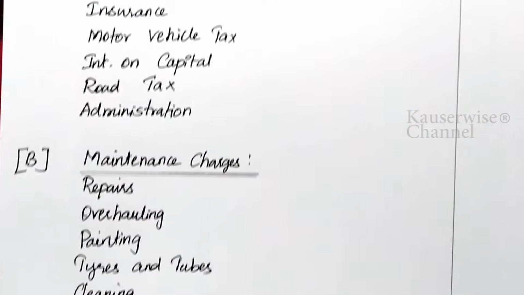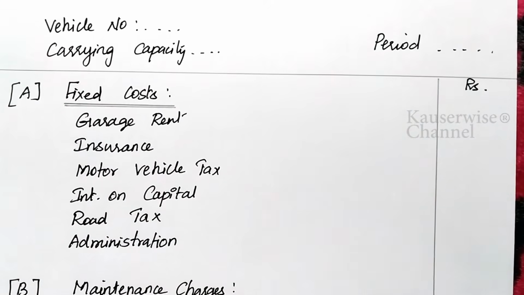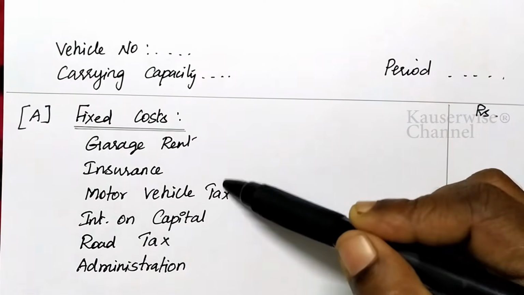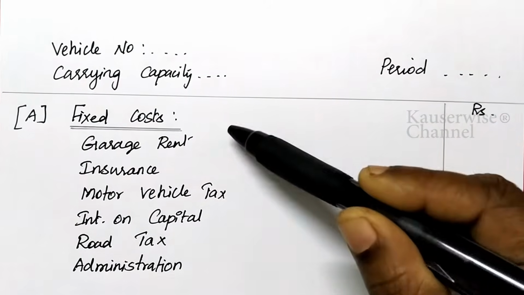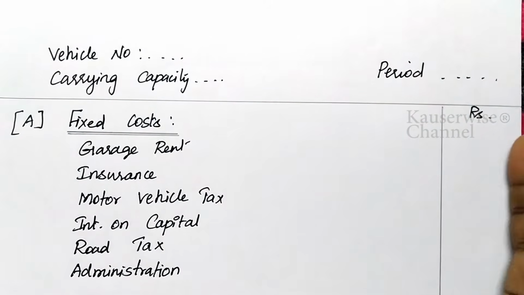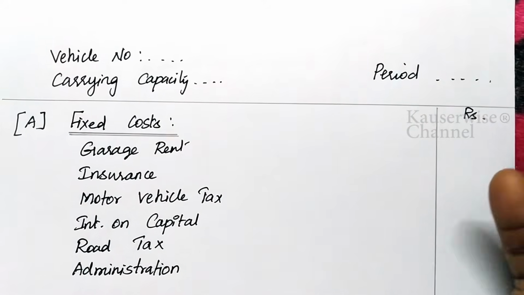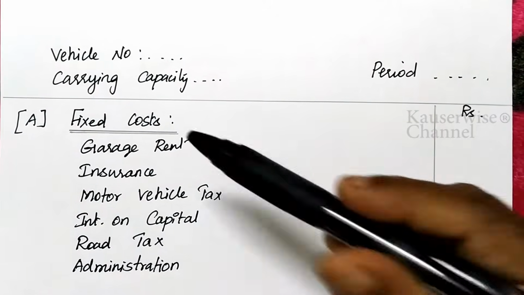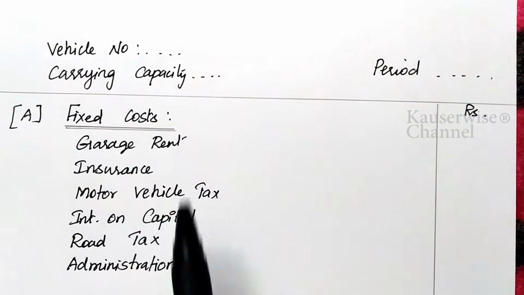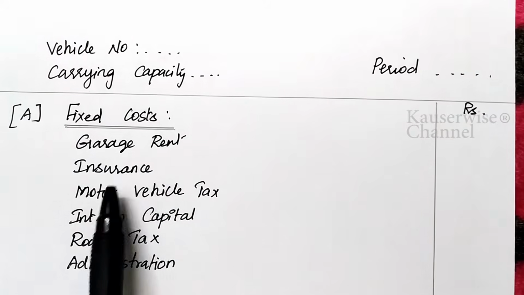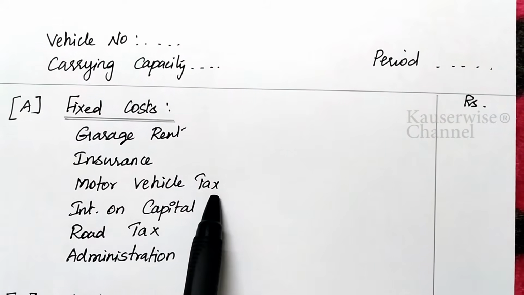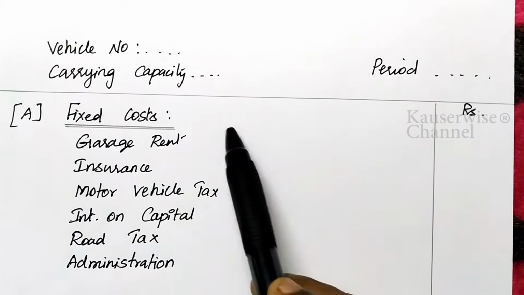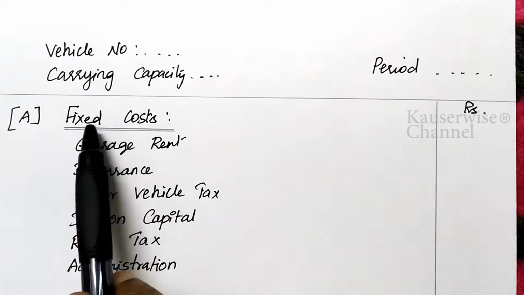Let us see what are the various components which come under the three different categories. The first one is fixed cost. Fixed cost means these are the various expenses which remain constant. There will be no changes according to the capacity or kilometer or travel. These things remain constant for a certain period, so these are called fixed cost. The first ones are garage rent, insurance, motor vehicle tax, interest on capital, road tax, administration. These are the expenses which come under fixed cost.